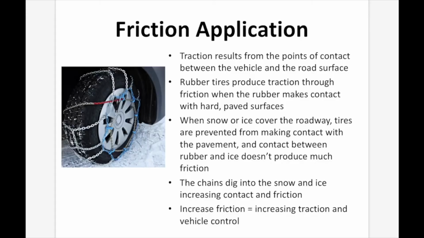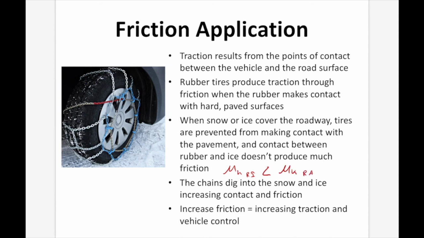So the first one with the tire and the chains. Traction results from the points of contact between the vehicle and the road surface. Rubber tires produce traction through friction when the rubber makes contact with the hard paved surfaces. When snow or ice cover the roadway, tires are prevented from making contact with the pavement, and contact between the rubber and ice doesn't produce nearly as much friction. The μk between rubber and ice is less than the μk between rubber and asphalt.